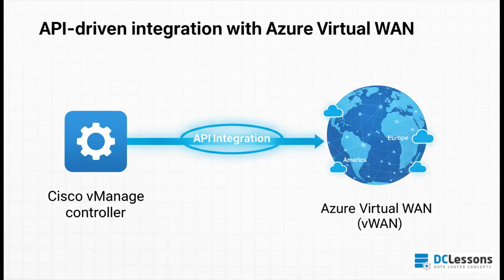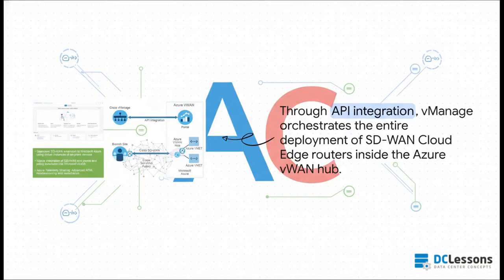Next, let's take a look at Microsoft Azure. The architecture here is centered around a really tight API-driven integration with Azure's own Global Transit Network service, which you probably know as Azure Virtual WAN, or vWAN. The key thing to see here is just how seamless this is. Through those APIs, vManage is the puppet master. It can automatically deploy Cisco SD-WAN Cloud Edge routers as network virtual appliances directly inside the Azure vWAN hub. Your SD-WAN fabric basically becomes a native part of your Azure environment. We're talking a true zero-touch deployment, but for the cloud.